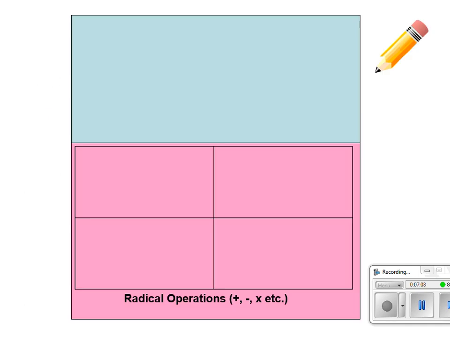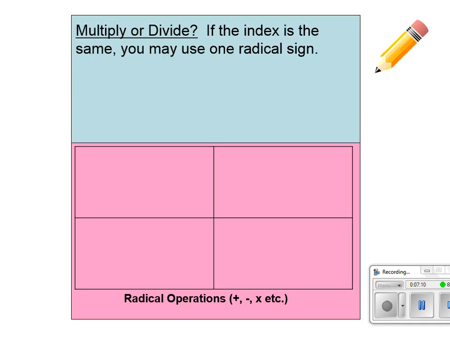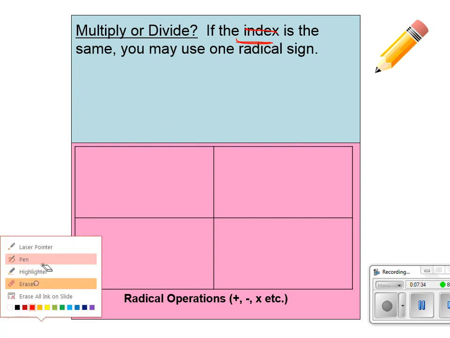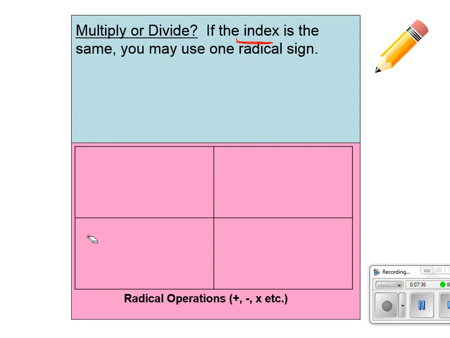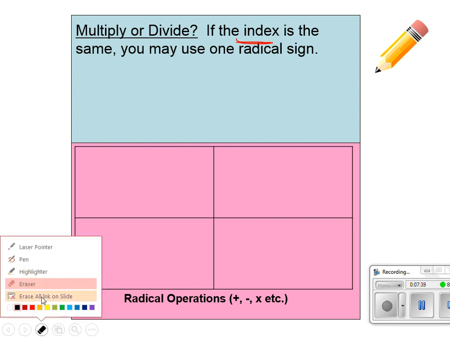Okay? So what's the rule? The rule is, if I want to multiply or divide with radicals, I can only do so if the index is the same. You cannot put the radicands together if the index is not the same. So the index has to be exactly the same. And I didn't mean to cross that out. I meant to underline it. The index has to be exactly the same.